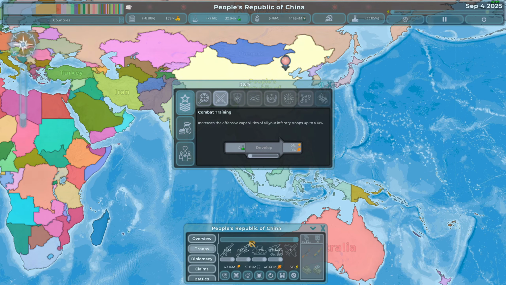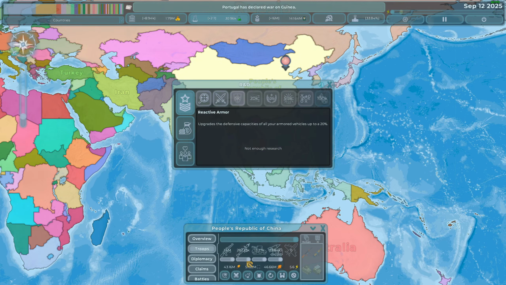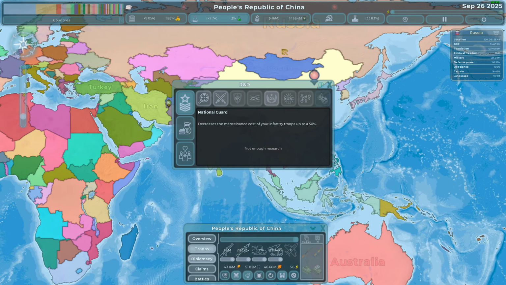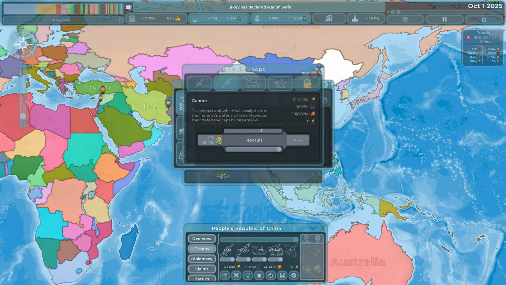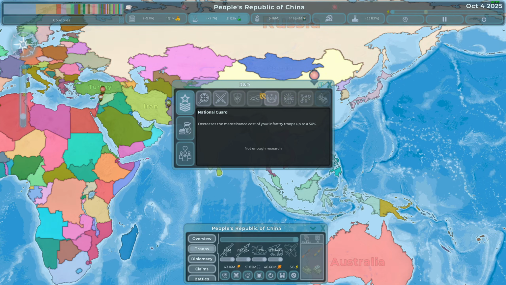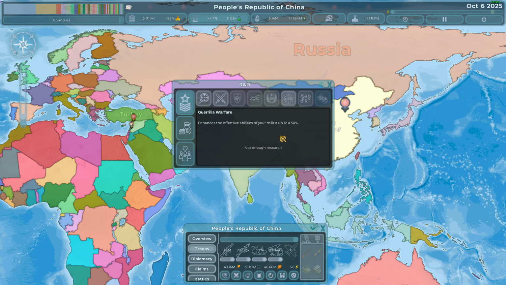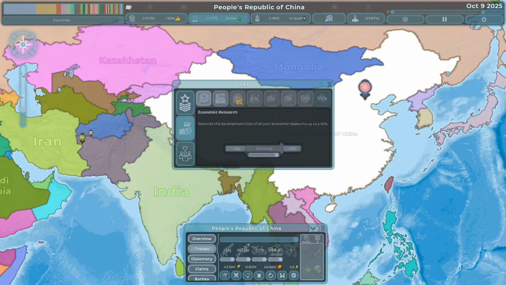Combat training increases the attack power of all your infantry. It also increases the piercing power of all your infantry. Reactive armor basically improves the defense of your tanks, rockets, planes. Aerodynamics, you get the best unit in the game, but it is the most expensive unit in planes. National Guard, if you got a lot of infantry, which as a communist nation you're going to generally have a lot of, this is a great way to reduce your maintenance costs. Guerrilla warfare, it just improves your militia.